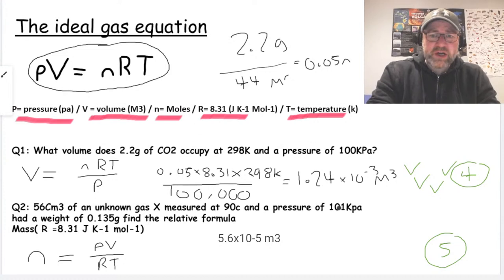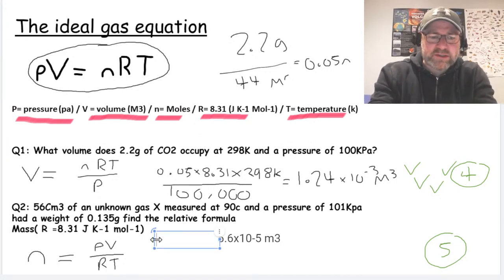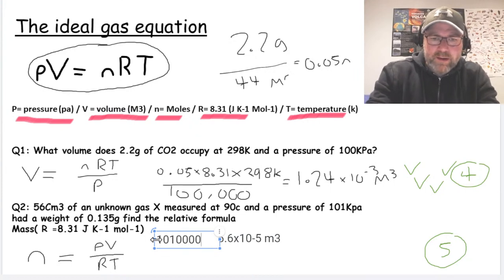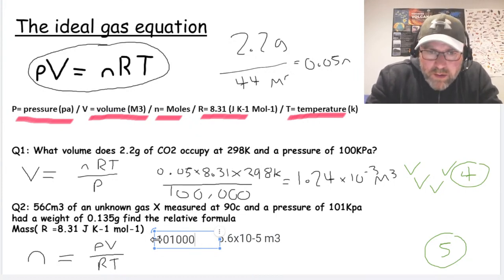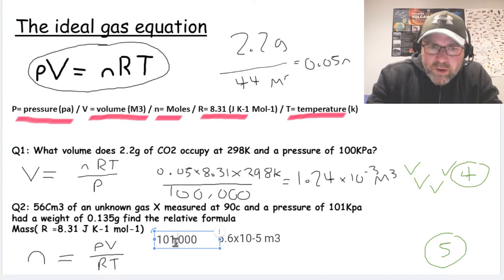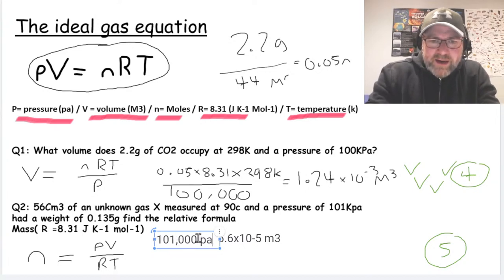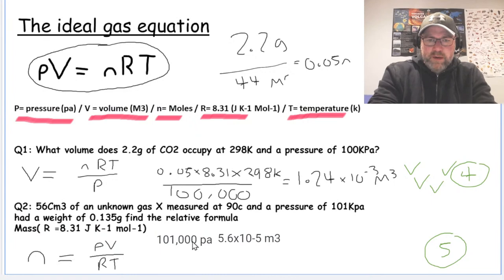And then I need the pressure. 101, so it's 101,000. So we get a second mark here. Yes, let's put a little comma in there. That's my pascals. And I want to multiply these together.